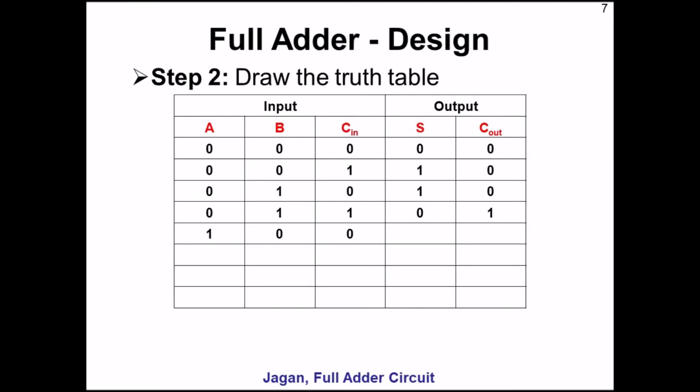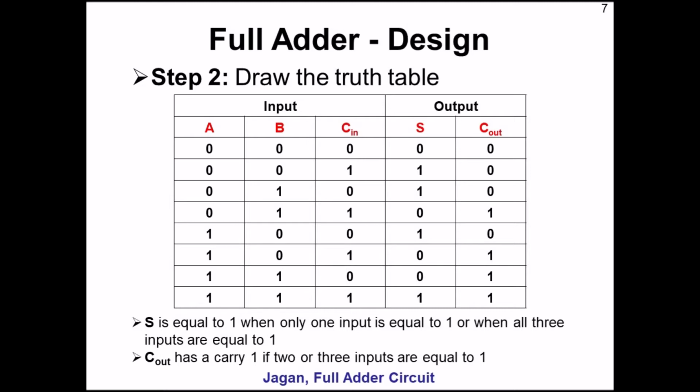Then if I have 1 0 and there is no carry input, I will get 1 as sum and 0 as the carry out. Then if I have the carry input, then my sum becomes 0 and carry becomes 1. Then if I have both the inputs 1 and no carry input, I will be having sum as 0 and carry out as 1. And if I have all 1s, my sum becomes 1 and carry out becomes 1. So I have drawn the truth table.